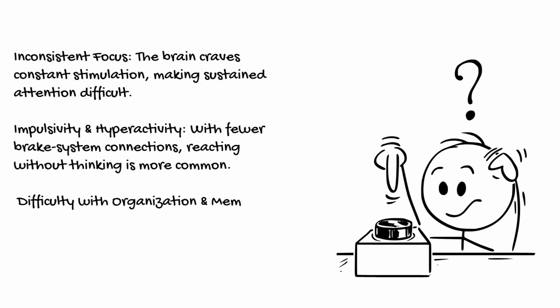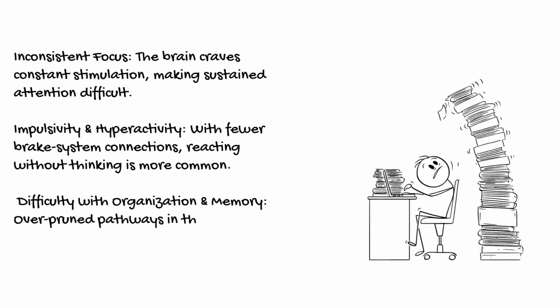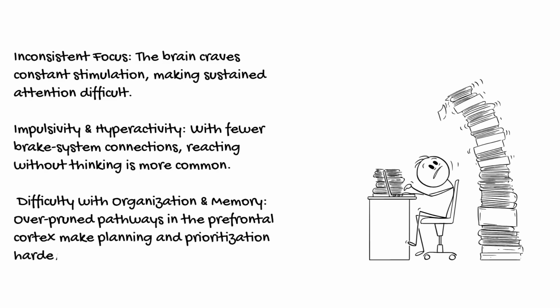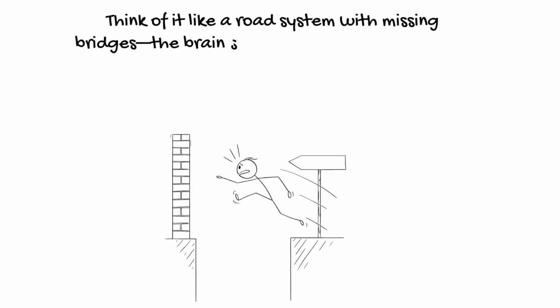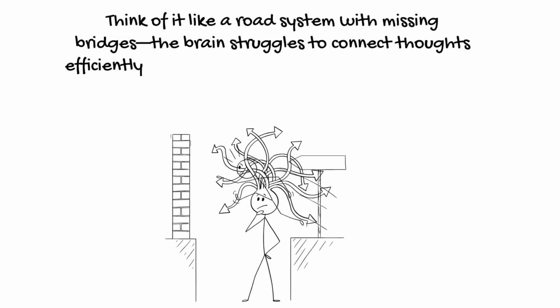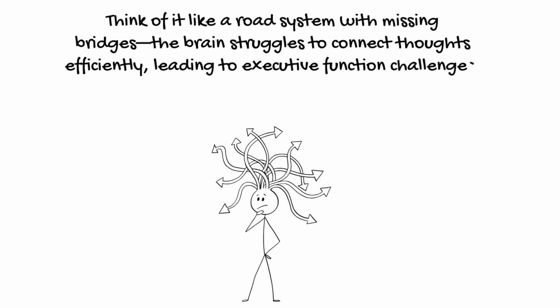Difficulty with organization and memory. Over-pruned pathways in the prefrontal cortex make planning and prioritization harder. Think of it like a road system with missing bridges. The brain struggles to connect thoughts efficiently, leading to executive function challenges.